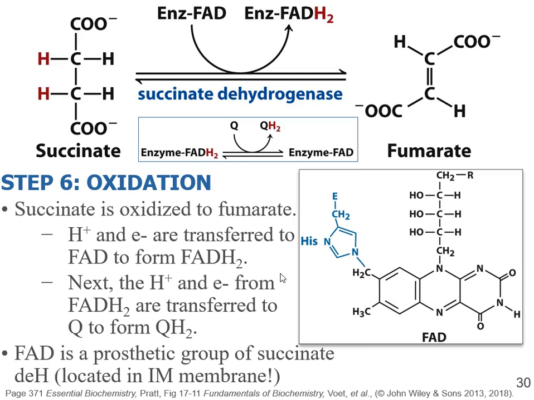This enzyme, the succinate dehydrogenase, is located in the inner mitochondrial membrane. So it's the only one that's not in the mitochondrial matrix. All of the rest of the citric acid cycle enzymes are in the mitochondrial matrix. This is going to become important in the next chapter when we talk about electron transport. So just file that away in your brain for now.